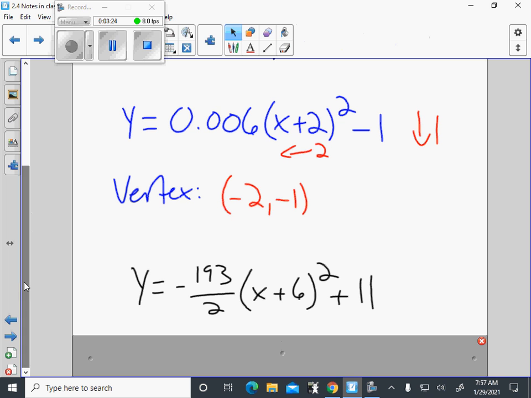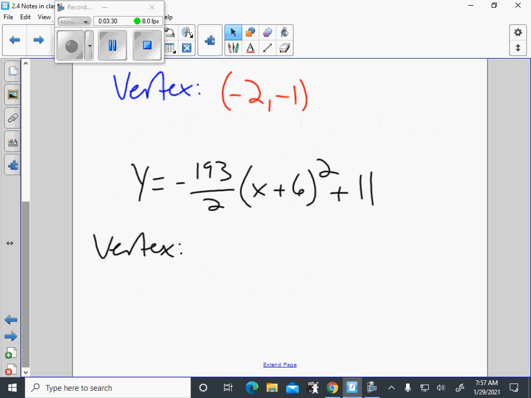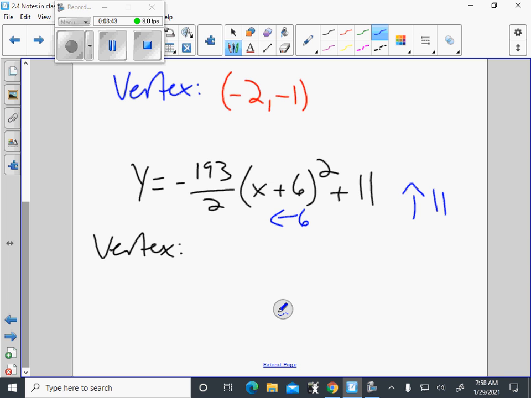Okay? How about something really crazy? 193 over 2 times x plus 6 squared plus 11. Stick inside the parentheses. Plus 6, we're going left 6, and we're going up 11. So, what's our vertex? Negative 6, positive 11.